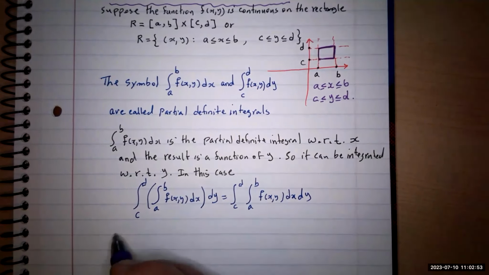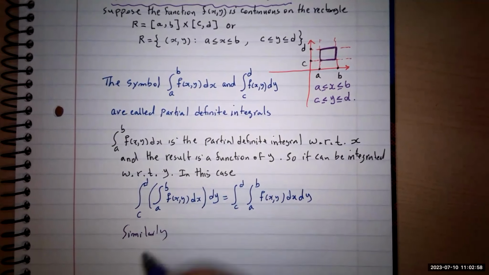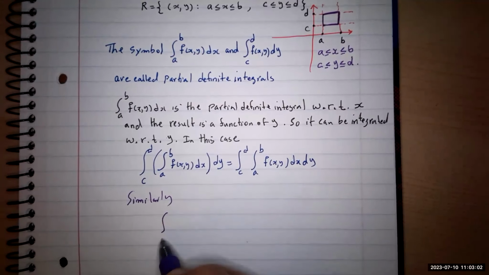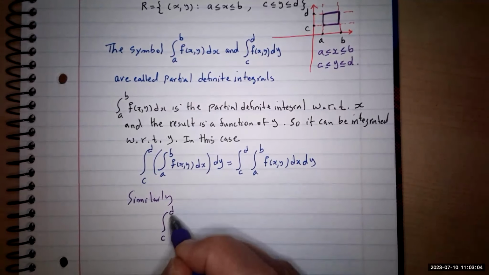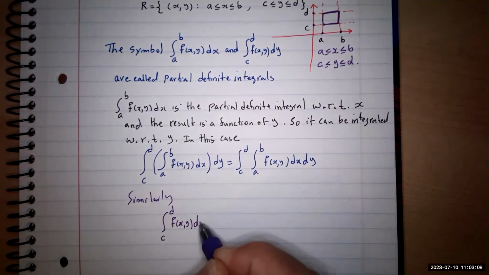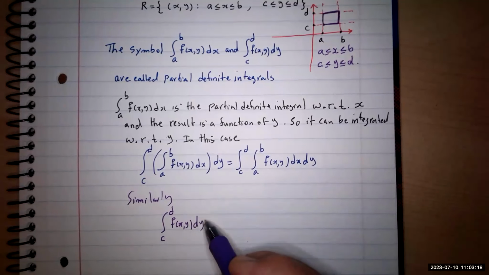Similarly, the other way around: if you integrate with respect to y first, so the integral from c to d, f of x comma y, dy, then you replace the y by c and d. So this is going to be a function of x. So we can integrate it now.